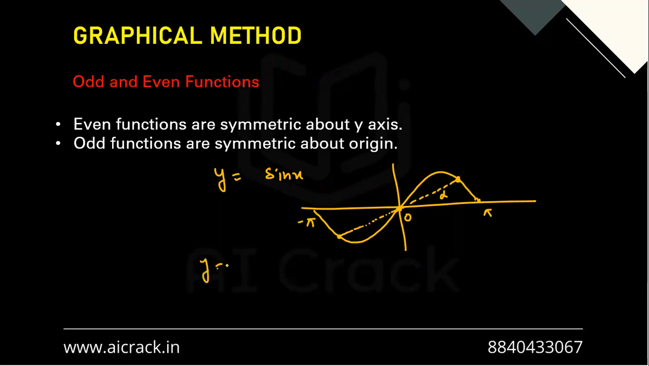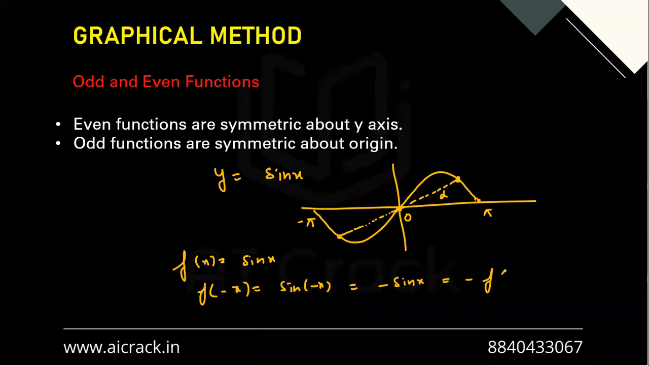We can prove that mathematically as well, right? Let's say f(x) equals sin x, and f(-x) equals sine of minus x. Then we studied in trigonometry that sine of minus x equals minus sin x. So this is nothing but minus f(x). So mathematically we can see that this is an odd function. We can also understand it intuitively with the help of symmetry about the origin.